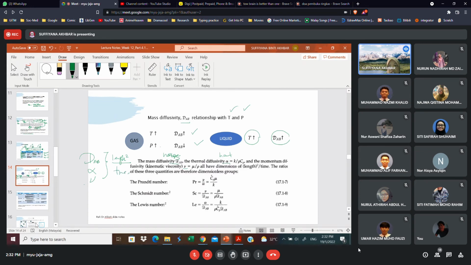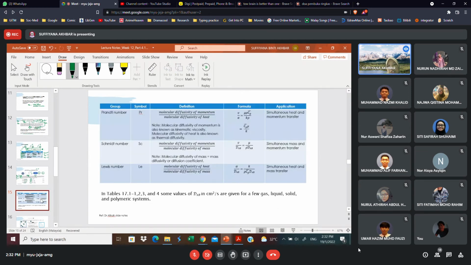And the ratio of the three quantities, we will have the Prandtl number, the Schmidt number, and also the Lewis number. So what are the applications of these numbers? The Prandtl number is normally applicable for heat and momentum transfer. The Schmidt number is for mass and momentum transfer. Meanwhile, the Lewis number involves heat and mass transfer applications.